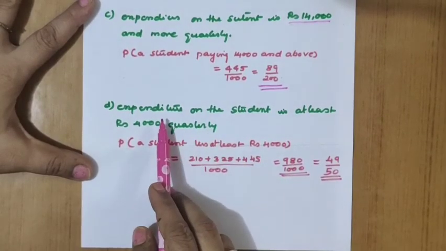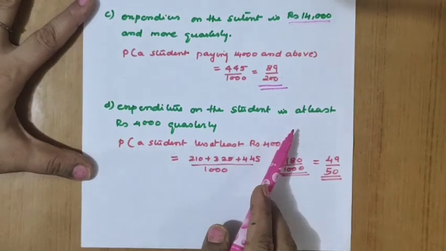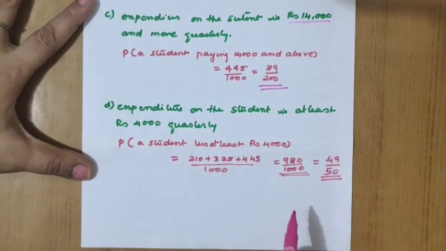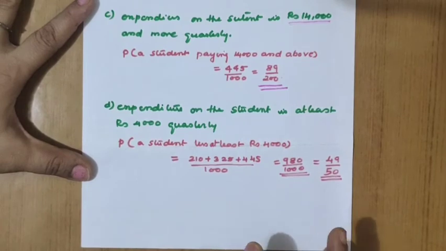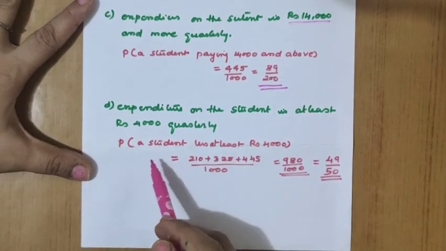Now the last question: expenditure on the student at least rupees 4,000 quarterly. At-least questions we have already taught you while doing the chapter-wise questions. That type of question they will normally ask in the question paper, so practice more of that type of questions.